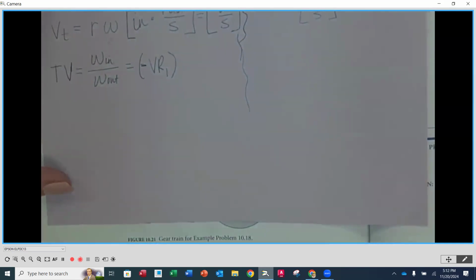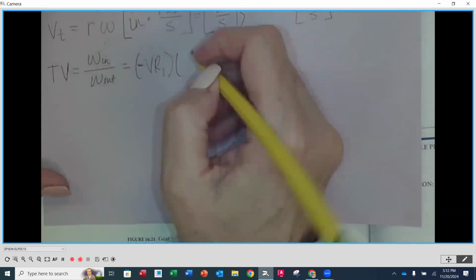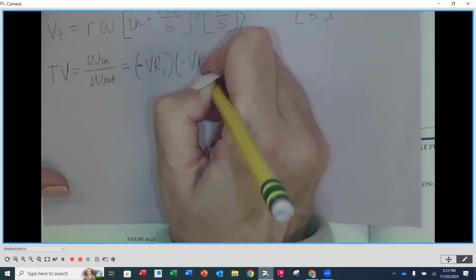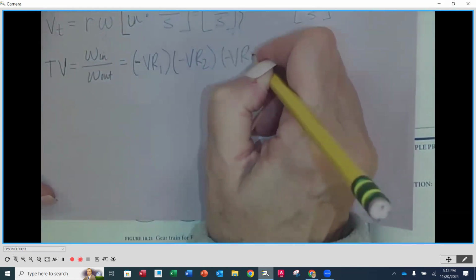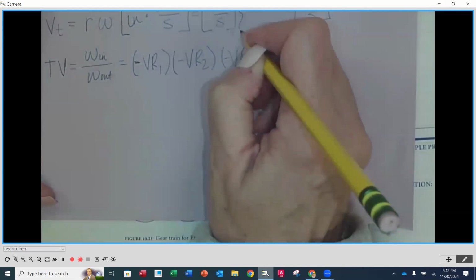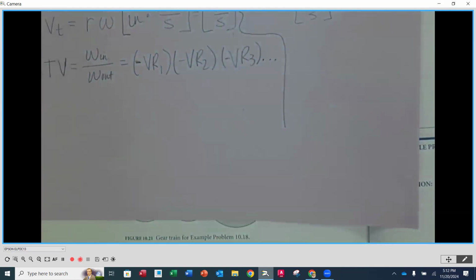We're going to say negative velocity ratio number 1 times negative velocity ratio 2, make a little bit of room here, times negative velocity ratio 3, and then however many there would be. So if there are more than 3, we would continue to do that. I'm going to explain the negative in just a little bit.